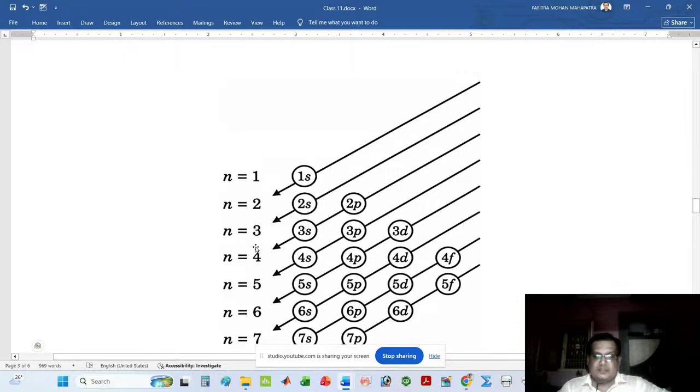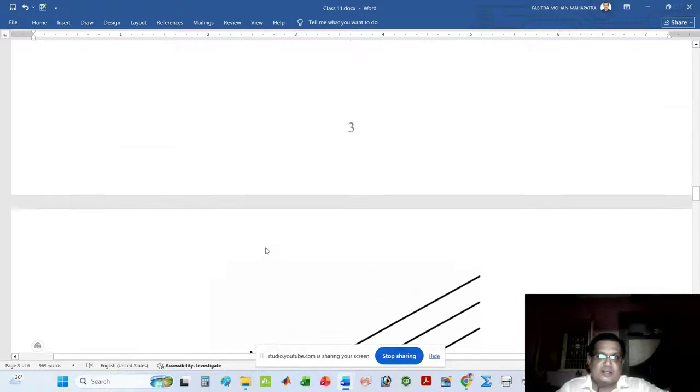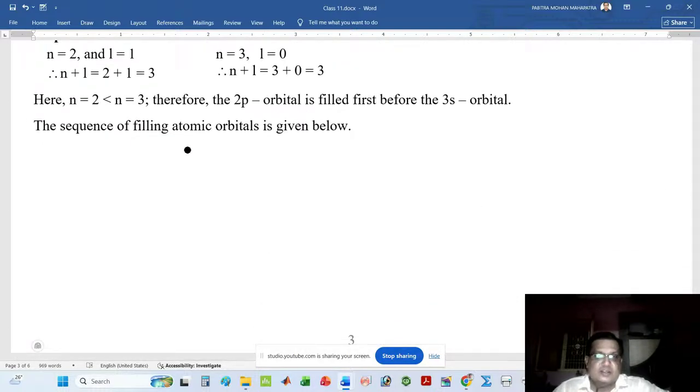Look at that. Don't think about the diagram. Only remember the number of subcells present in each cell. Think about the first cell, that is n is equal to 1. For n is equal to 1, think about the K cell. It has one orbital, that is the s orbital, and it is denoted as 1s. Am I correct? Let me write. Suppose we think about the first cell, n is equal to 1, that is the K cell. Here the K cell has one orbital and it is denoted as 1s.